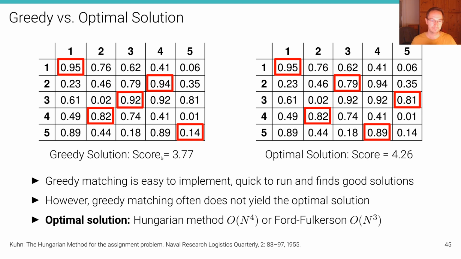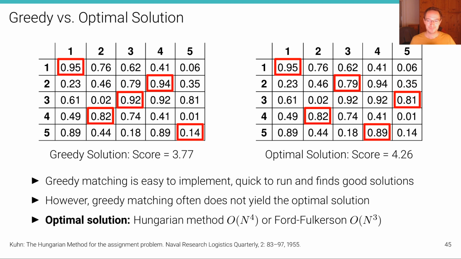In this case, the overall score obtained is 3.77. However, greedy matching often doesn't yield the optimal solution. In this particular case, there's quite some margin to the optimal solution, which is 4.26 and illustrated here. This is the optimal solution to this particular instantiation of the problem.